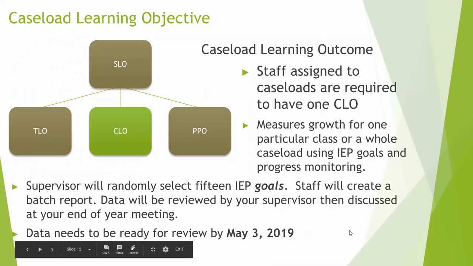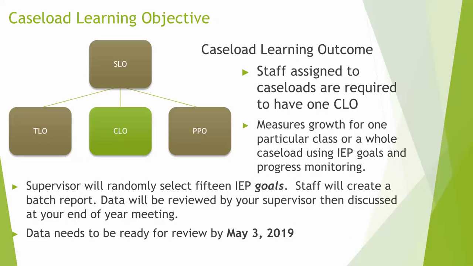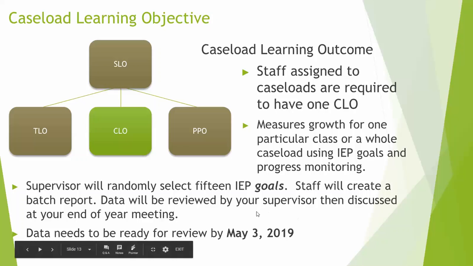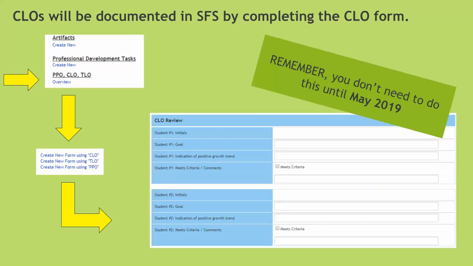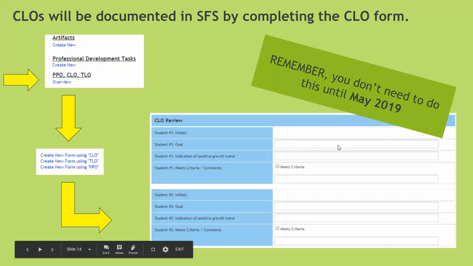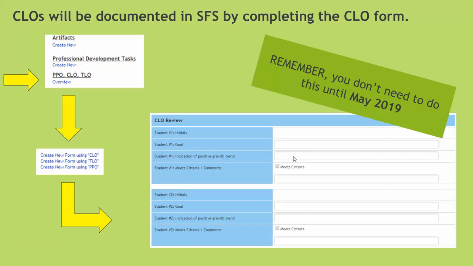Next goal that we're going to review is your CLO, which is a caseload learning objective. Staff who have a caseload are required to have one CLO. You'll see here that you have one due date, May 3rd, because you will not enter in information throughout. You will only enter information in May after your supervisor has selected 15 IEP goals at random and inputted the information on your SFS system. You will then say if the student has met their goal or not, or is making positive growth towards their goal.